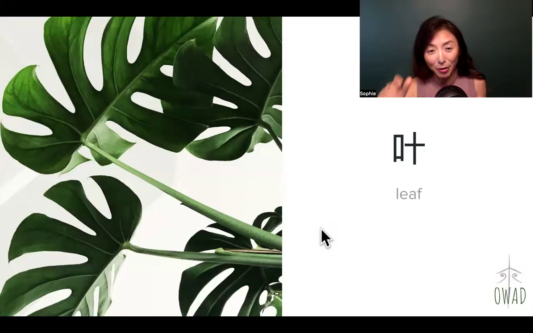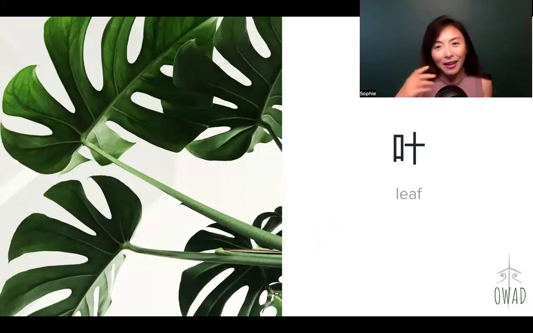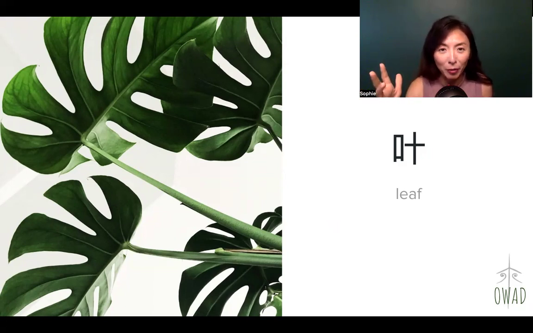Monstera. Okay, this is a monstera leaf. When I searched for a representation of leaf, I all of a sudden realized that there are so many different leaves in the world, different shapes of leaves from different plants. So when I want to express the concept of leaf as an abstract, generic term, which leaf do I choose? I have a hard time choosing the leaf representation.